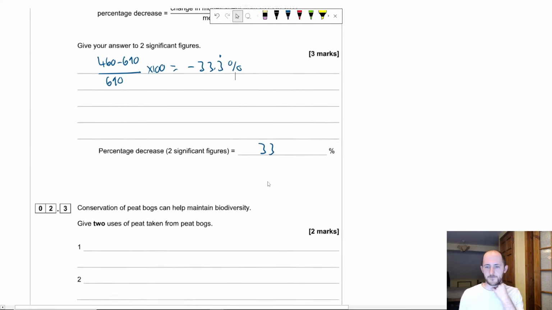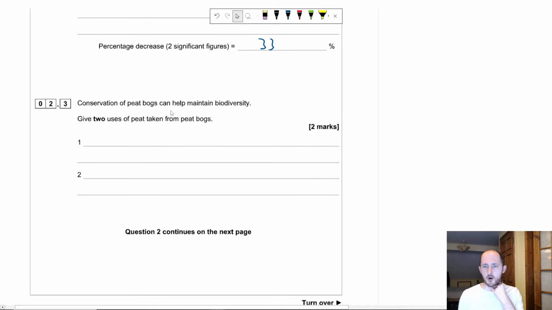So, right. Conservation of peat bogs can help maintain biodiversity. Give 2 uses of peat taken from peat bogs. There's a bunch of different things, but the 2 predominant ones that we come across, or at least the ones I like to remember, are just compost and fuel, or burning. Some of the other ones is that it improves soil, for example the drainage or the texture of it. In general, it just improves soil quality. That will probably be the main 3. Okay, so compost, don't forget, that's for fertilizing the soil, right? Keeping the nutrients up in it.